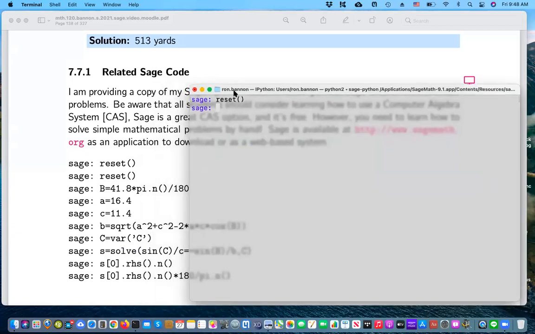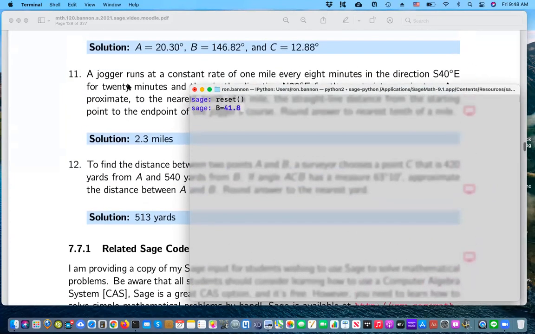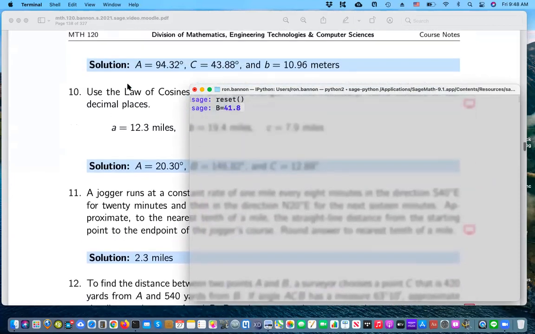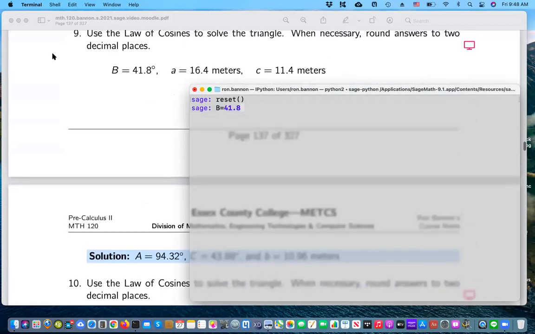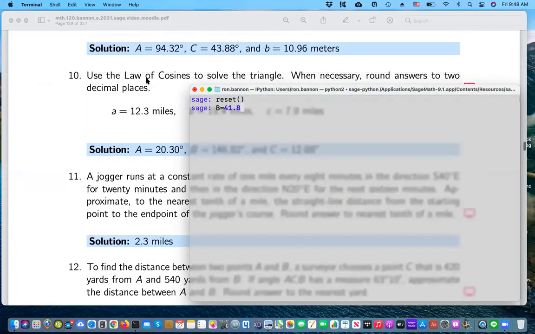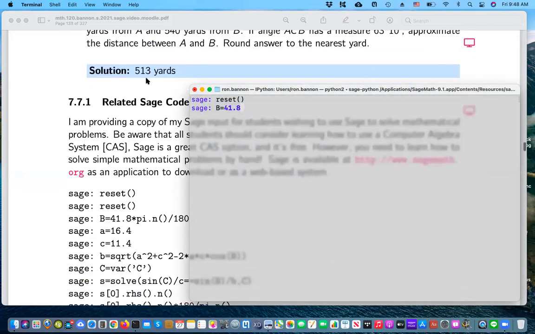And I'm going to start to type things in now, and you'll learn by typing. And what does it say? B is, this is an assignment operator, 41.8. Now, I look back in the notes. Did I see anything with 41.8 in it? I think we've seen this before. And it looks like it's this problem over here, number 9. Now, this is in degree mode. Certainly you can make Sage deal with degrees, but I would much rather go to the radian mode.